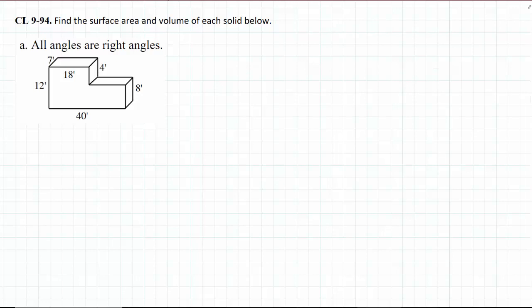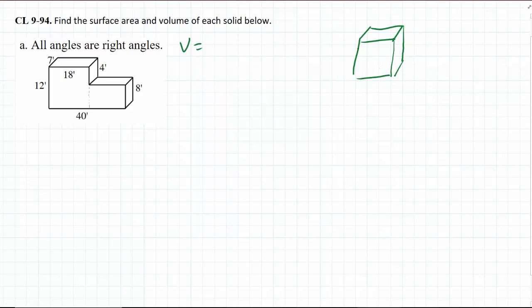Okay, and the volume I guess I'll do in green. So the volume is going to be, if we take a look at this composite figure, we'll notice that we could split it down right here. And we'll have two rectangular prisms. So the first rectangular prism, let me see if I could try to draw it here. It's going to be something like this.